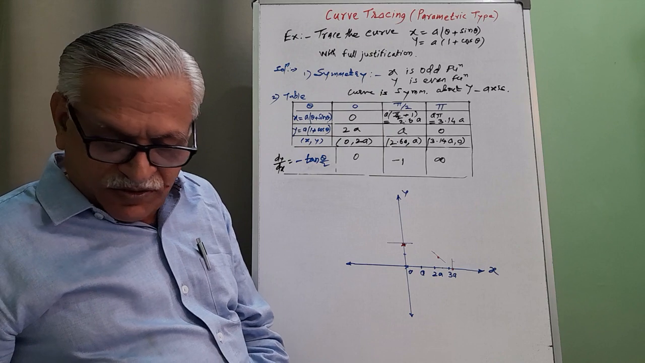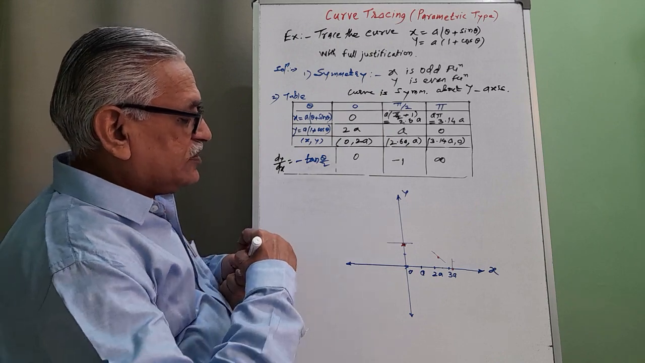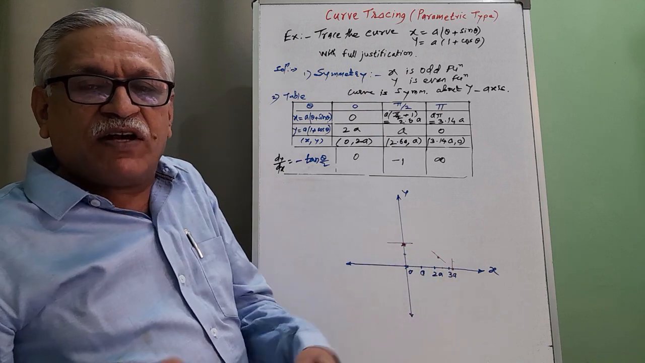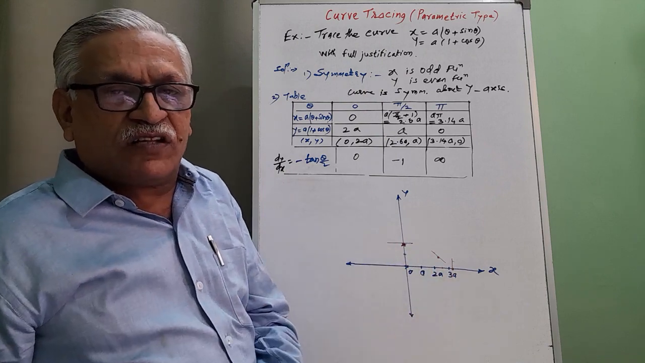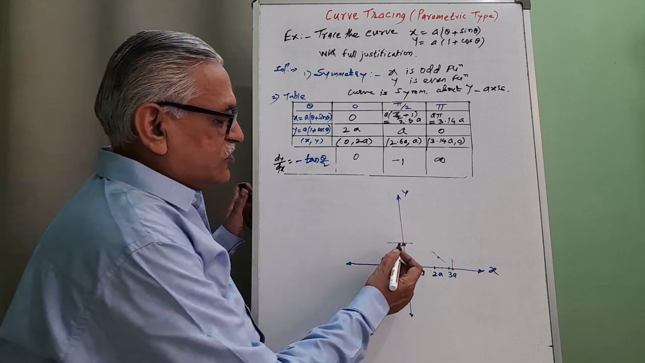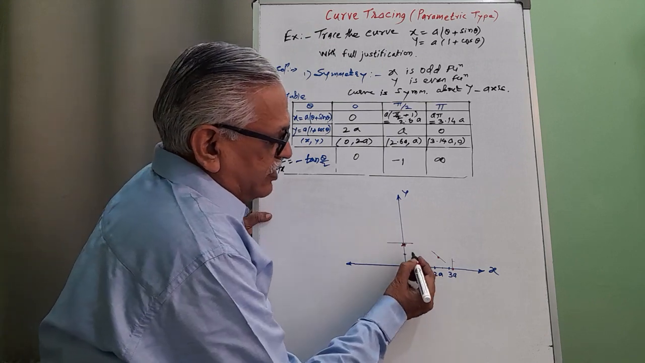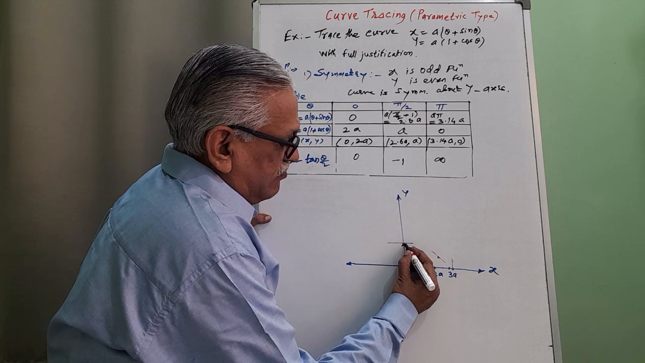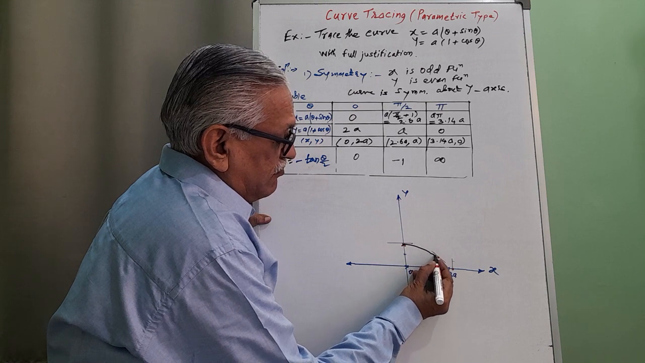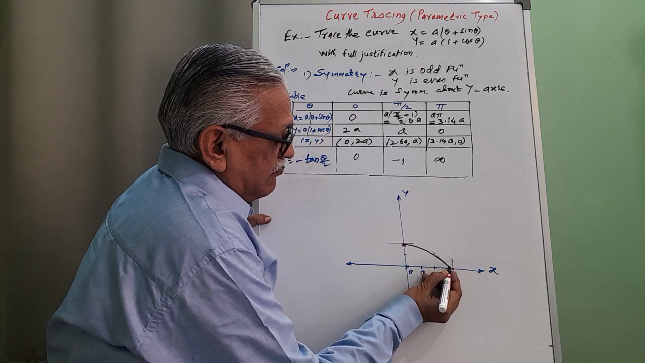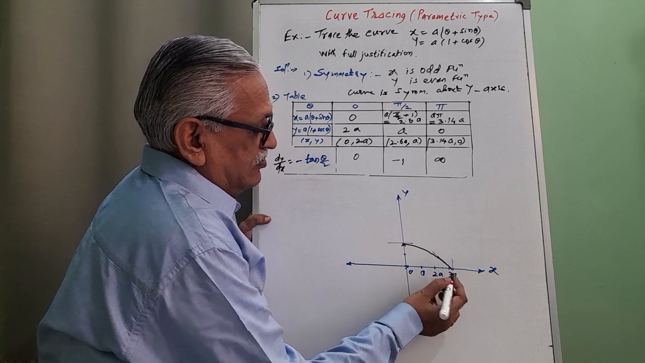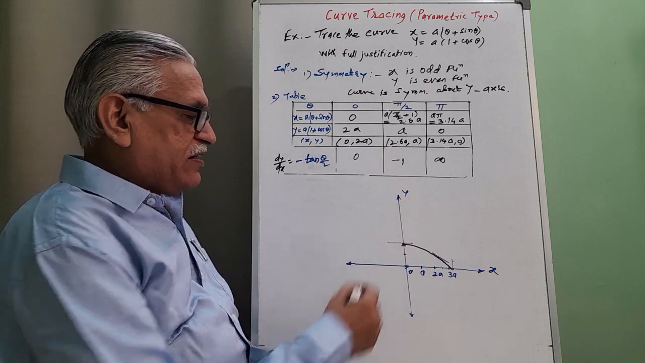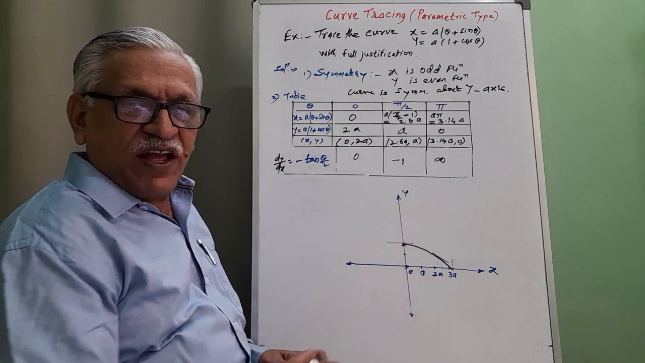Then we have to join these points smoothly, keeping in mind that these lines are the tangents, meaning any part of that curve should not cross this line. It will touch that line only. And therefore, joining this to this and this to this smoothly, this is the half part of the curve. Try to complete the curve by making a symmetrical part about the y-axis.